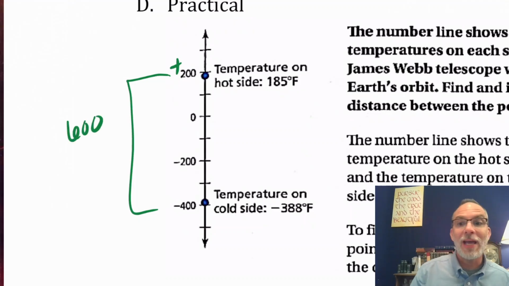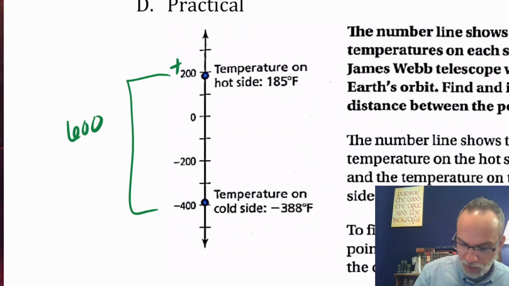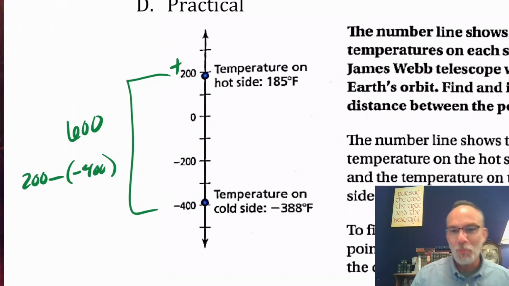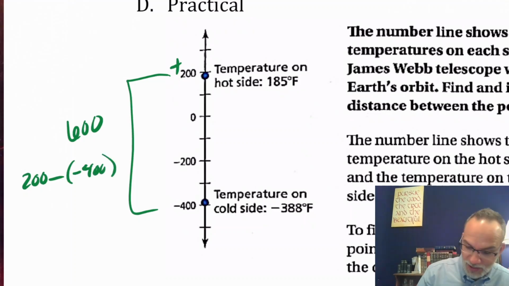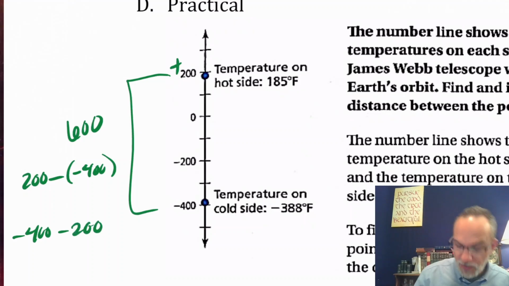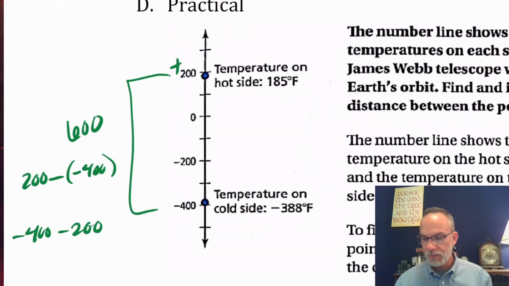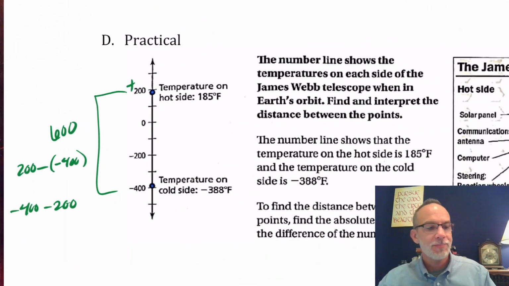But if you wanted to do it analytically, which means using the computations of math, you would say 200 minus the bottom one, which is negative 400. Wow, you know how to do that. Or you could say negative 400 minus the top one, which is 200. And then just take the number only. Doesn't matter about the sign. That should be it.